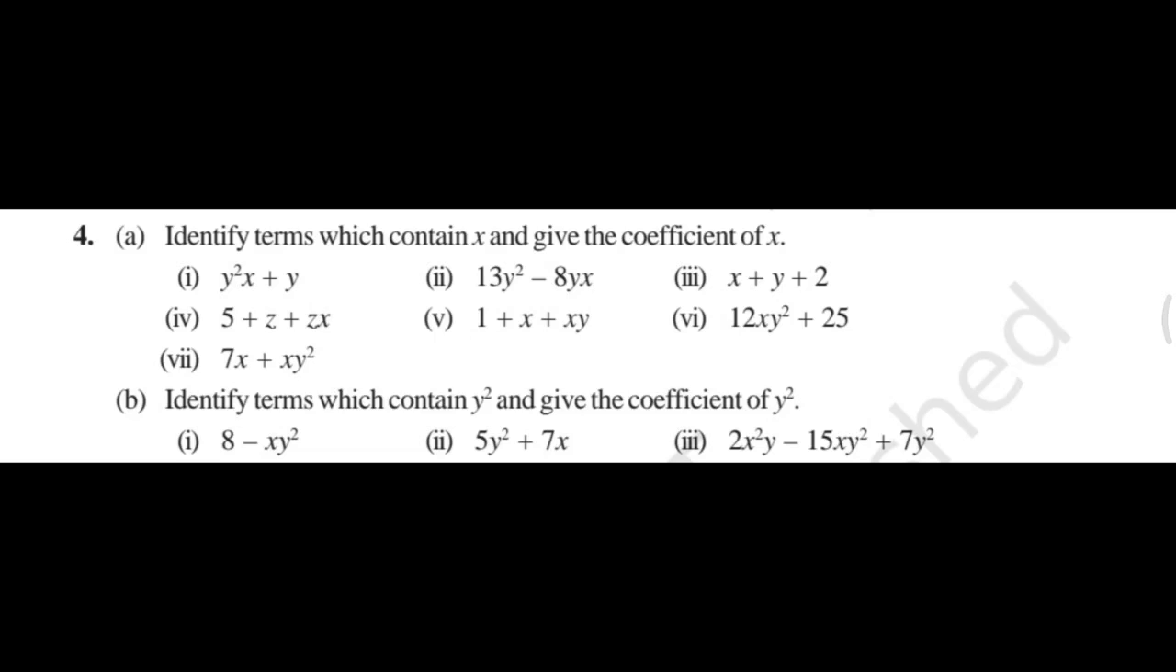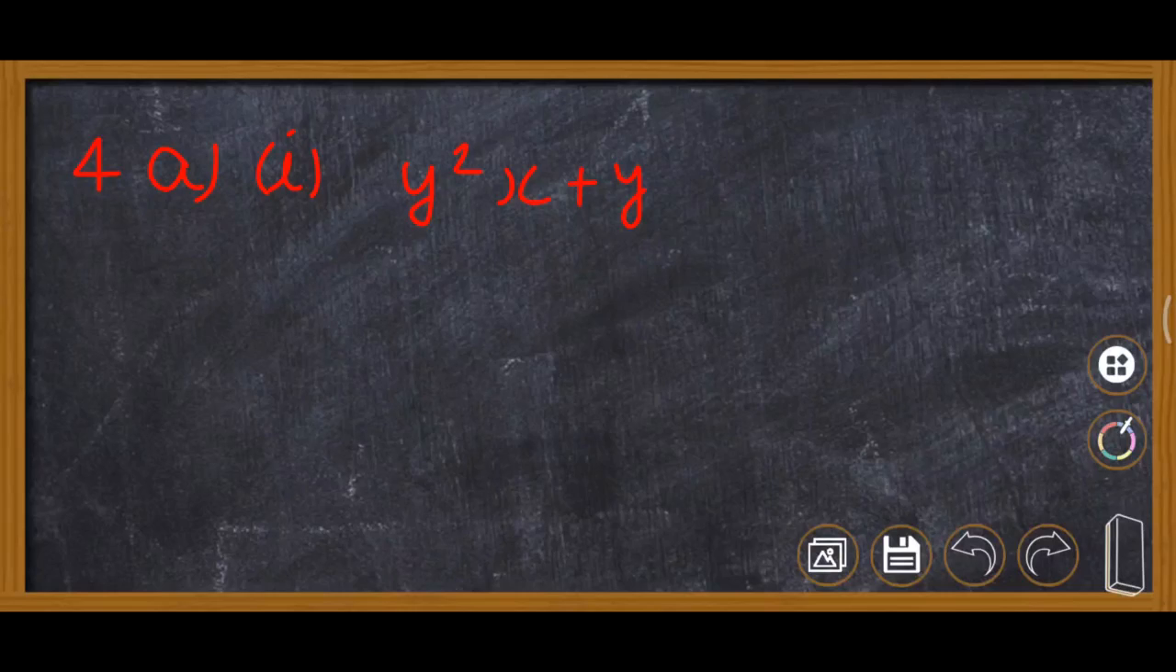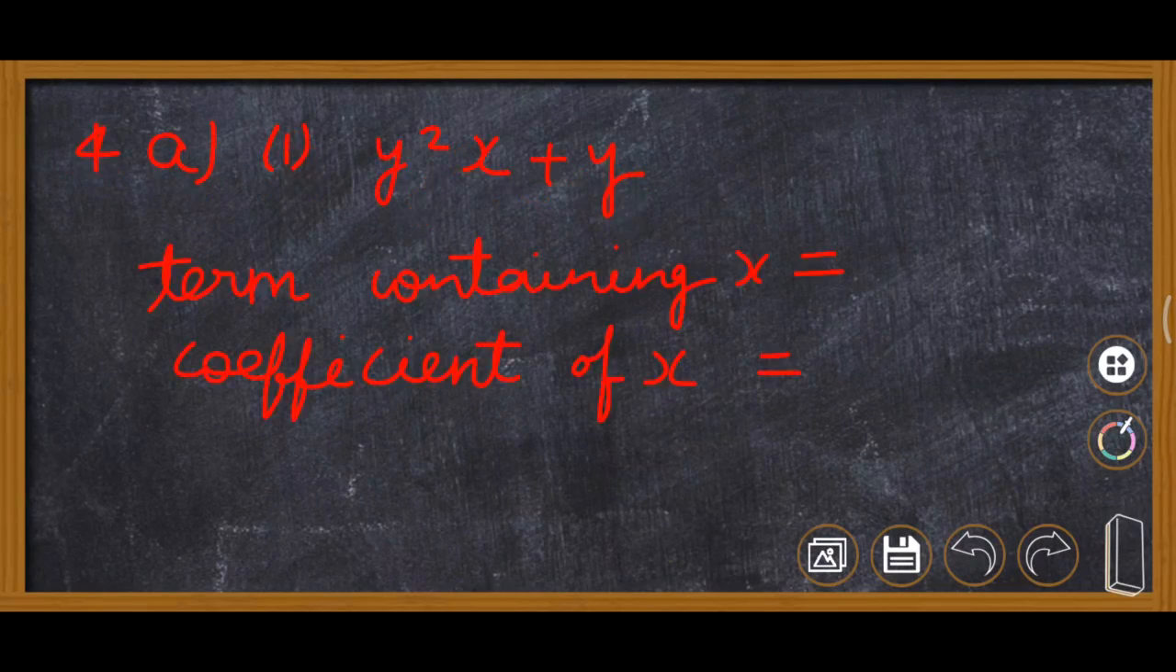Now we will solve this one by one. Now this is first part, y square x plus y. So here you can see the term containing x is y square x, and the coefficient of x in this y square x is y square. Coefficient means, x के अलावा जो भी multiplication में होता है वही उसका coefficient कहा जाता है. So y square x is the term containing x and y square is the coefficient of x in y square x.